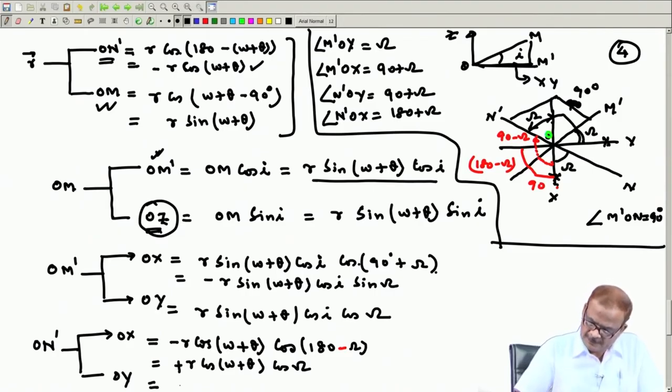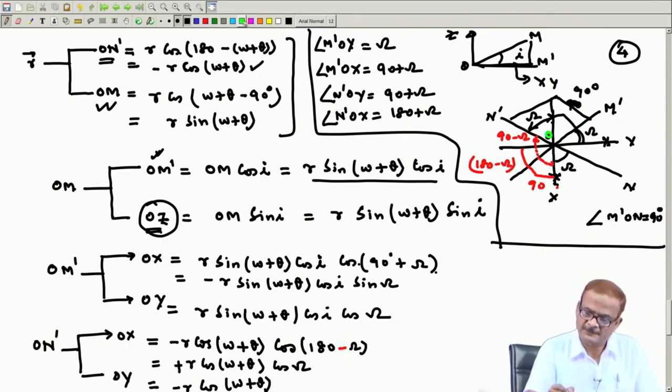And then along the O y direction we have the same thing we have to pick up here. So, this is minus r cos(omega plus theta). Here in this case, this angle is only convenient, the angle from this place to this place, which is 90 plus capital omega. Already we have written m prime O y, n prime O y, this angle 90 plus capital omega.